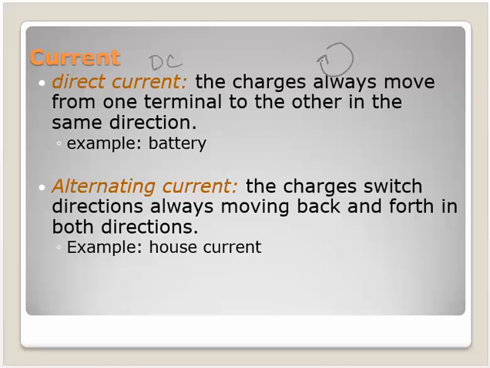The other one is called alternating current, or typically referred to as AC. The charges switch directions, always moving back and forth in both directions. An example is house current. Really what this means is the current's going to go this way, and then that way, and then this way, and then that way. It goes back and forth. Alternating current's going to change direction. It's alternating.